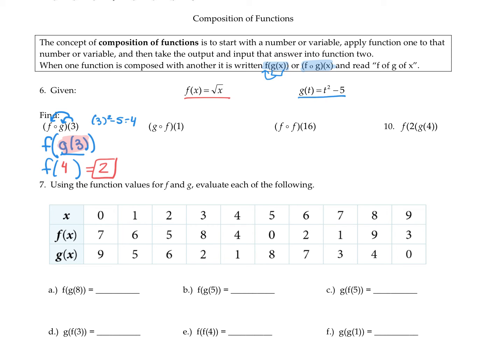Let's apply this again here. So g of f of 1. I'm going to find f of 1 first. Well, f of 1 is the square root of 1, which is just 1. So now I'm going to have g of 1, which if I plug 1 into g, 1 squared is 1, minus 5 is negative 4.